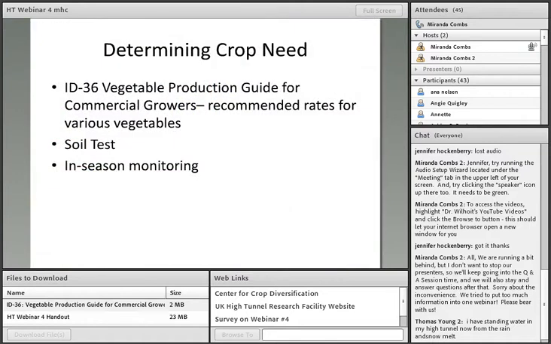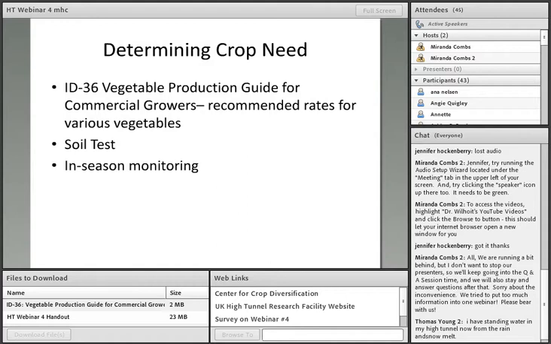So looking at determining crop need and fertility, one of the good starting places for Kentucky would be the ID36, or the Commercial Vegetable Production Guide. I believe Miranda's got that file for download available in the lower left of our screen. The other thing that we need to be critical of and think of, to me, it doesn't change whether you're in a high tunnel or open field. You really need to be taking soil tests and being conscious of what's in there. In particular, if I don't know what's already there, it's very hard to give you the best recommendation that's going to be economic and also the best from the environmental perspective as well.